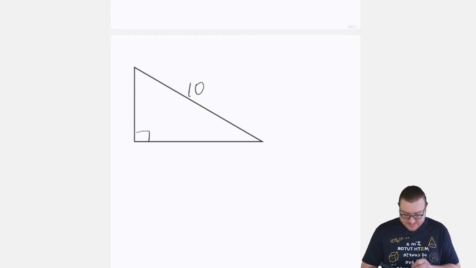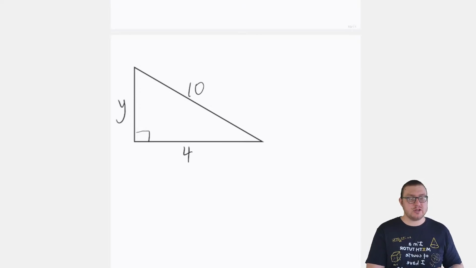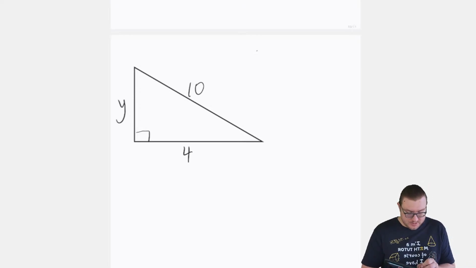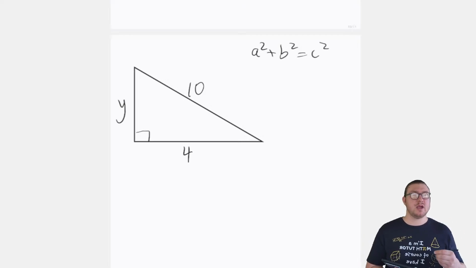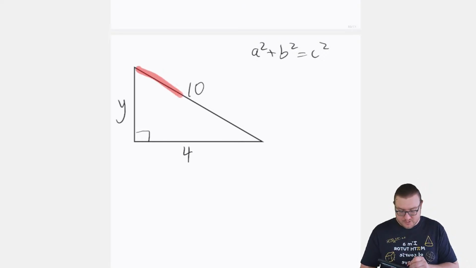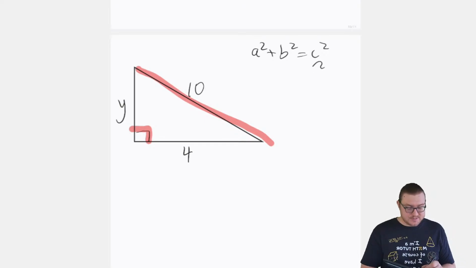Let's say this is 10 and this is 4, and here we're solving for y. Again, we can use our normal equation, a squared plus b squared is c squared, and substitute in our values. The only thing we need to memorize here is that c is the longest side opposite the right angle. So let's substitute in 10 for c. And all of the others don't matter.